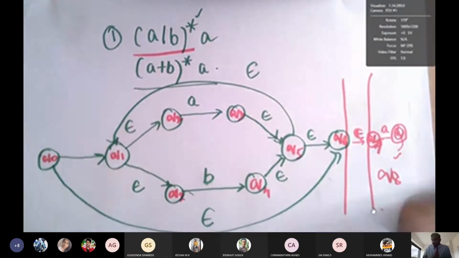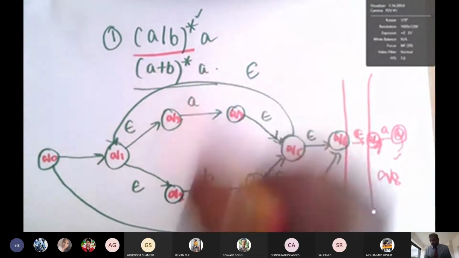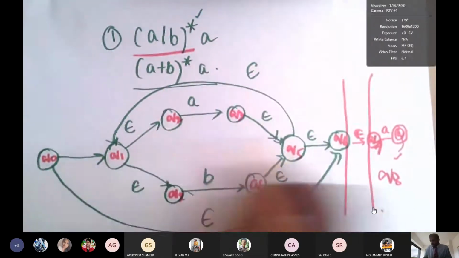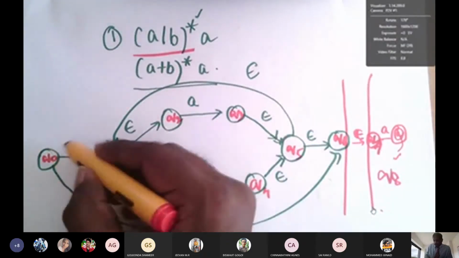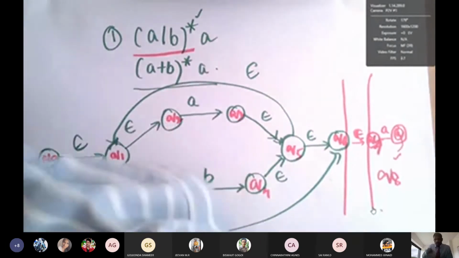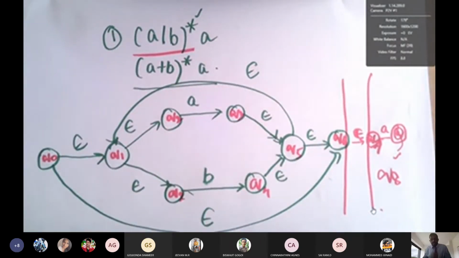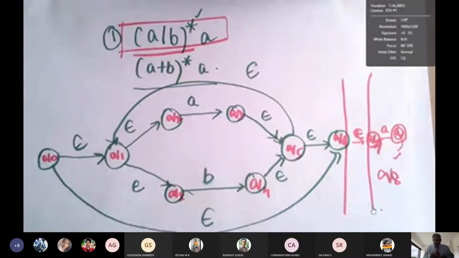So the first sum, don't get confused. In the same way, (A or B) star followed by A. So this is (A or B) star, put an epsilon here also. This is (A or B) star followed by A. So don't get confused with this section. Fine, both are the same.